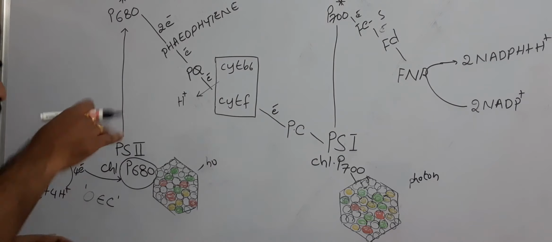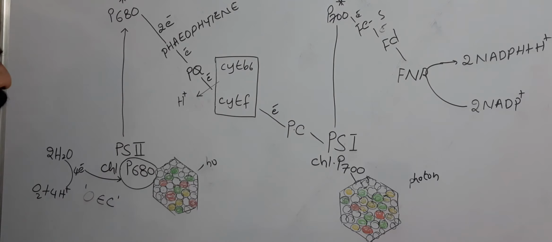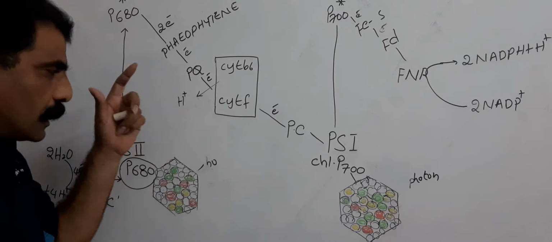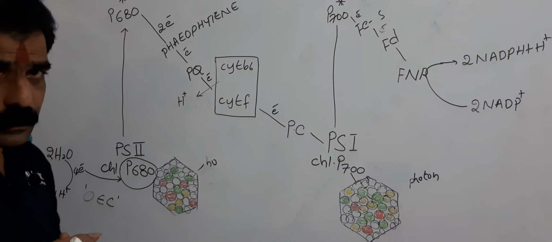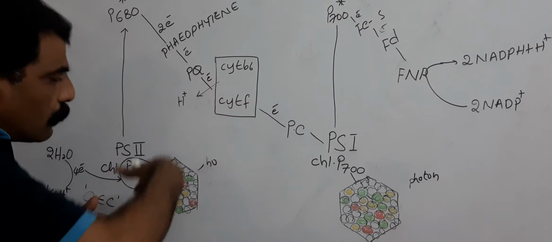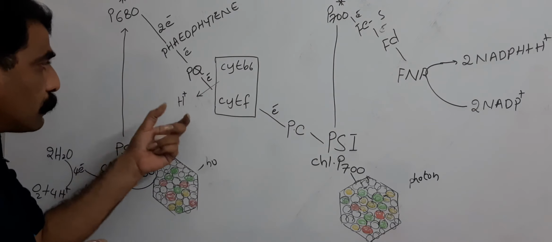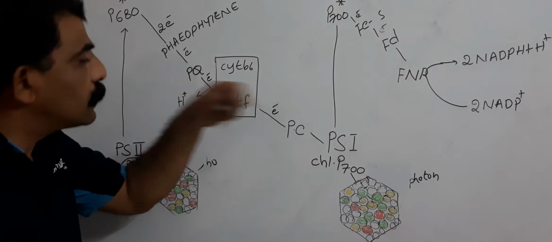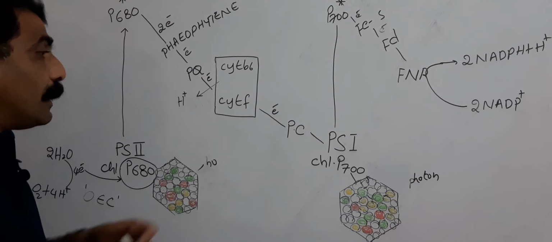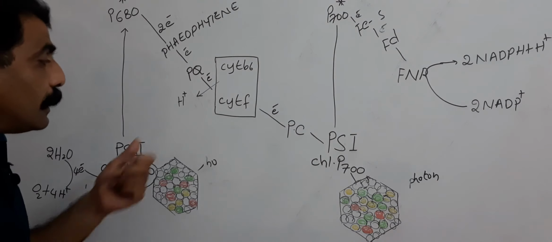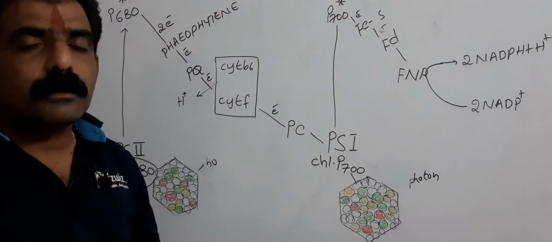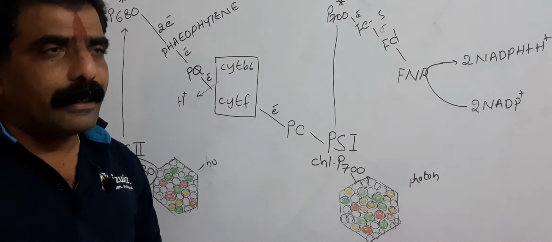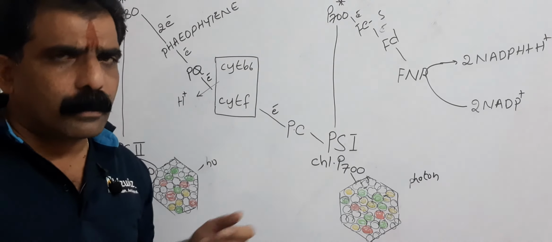So photolysis increases proton concentration in the lumen, whereas the transfer of electrons from plastoquinone to cytochrome b6f complex also, at that step also protons are pumped. This pumping of protons by plastoquinone decreases proton concentration in the stroma and increases proton concentration in the lumen. And NADP removes the protons from the stroma and decreases proton concentration in the stroma.